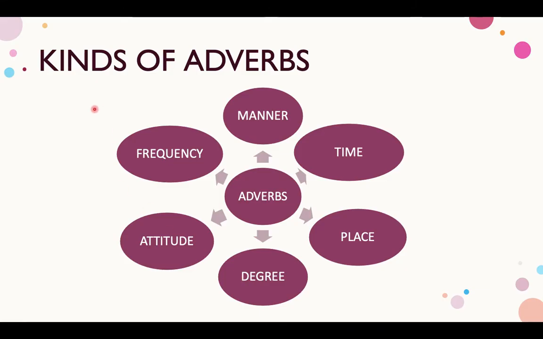Now what are the different kinds of adverbs? First is manner, second is time, then place, degree, attitude and frequency. So these are the different kinds of adverbs.